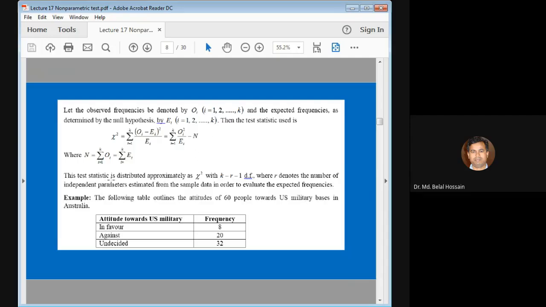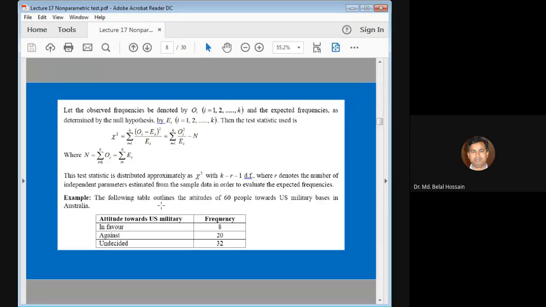This test statistic is distributed chi-square with k minus r minus 1 degrees of freedom. R denotes the number of independent parameters related to the sample data in order to evaluate the expected frequency. In general, these are given in terms of the distribution.